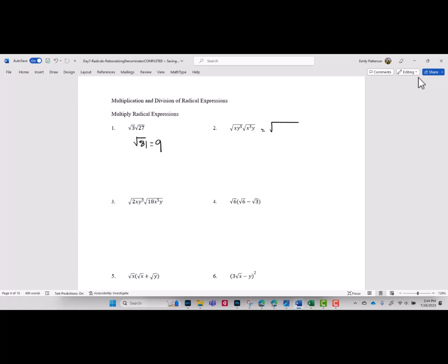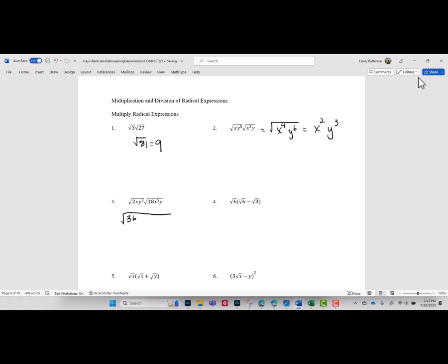But x to the first and x cubed is x to the fourth. y to the fifth and y to the first is y to the sixth. And then taking the square root is simply taking half of each exponent. Doing the same thing again, I've got 2 and 18, those combine to be 36, and this is still all under the radical. I'm just combining under the radical.